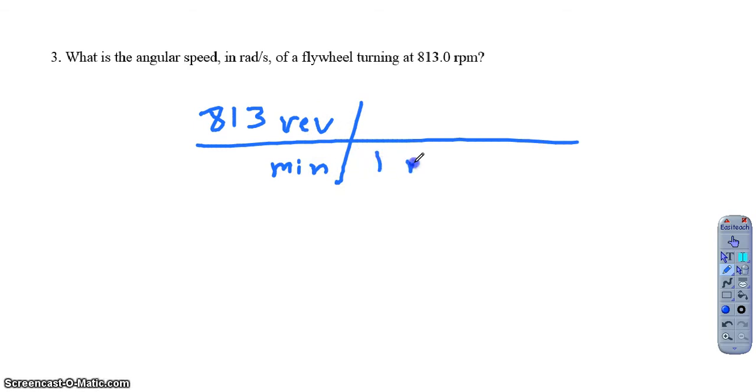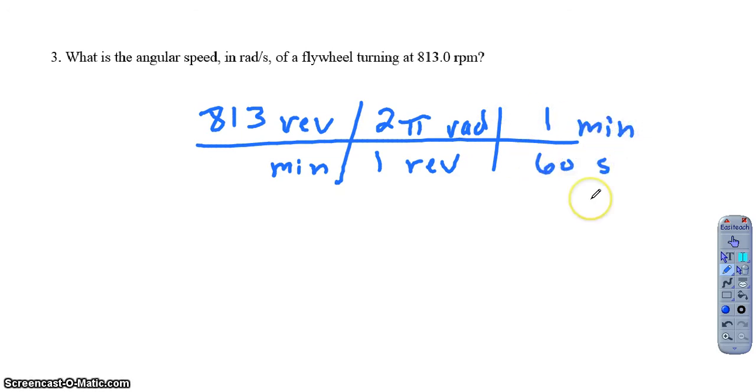Well, one revolution is 2 pi radians, and 1 minute is 60 seconds. So once again, we just calculate 813 times 2 pi divided by 60 seconds. And we should get that to be about 85.1. So it's about 85.1 radians per second.